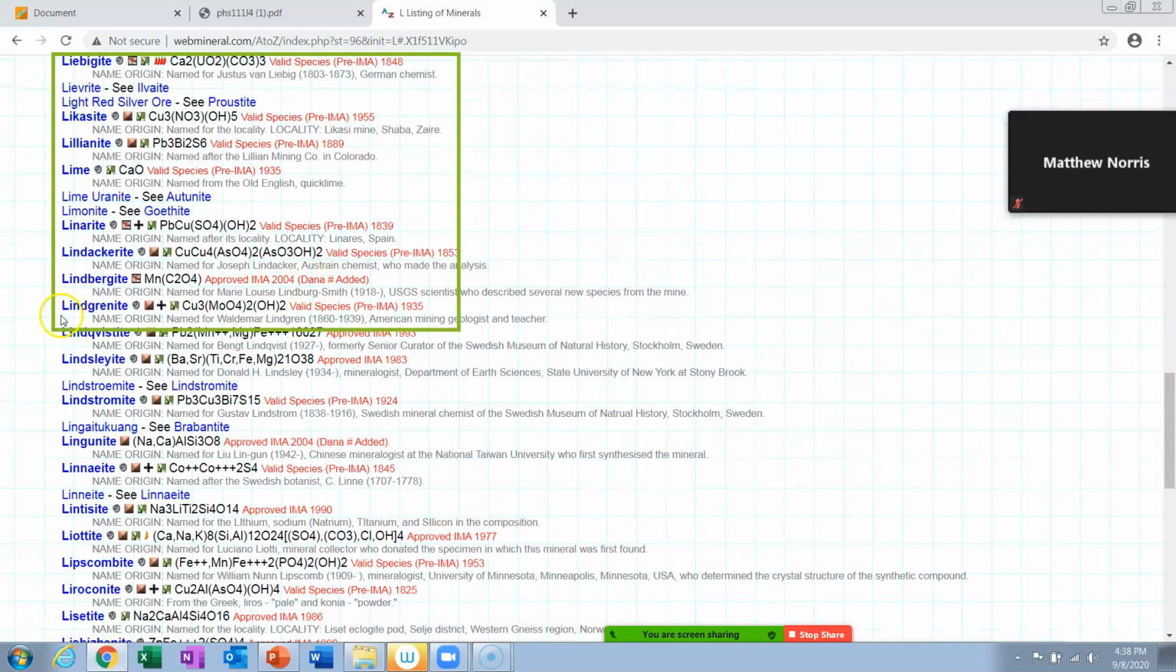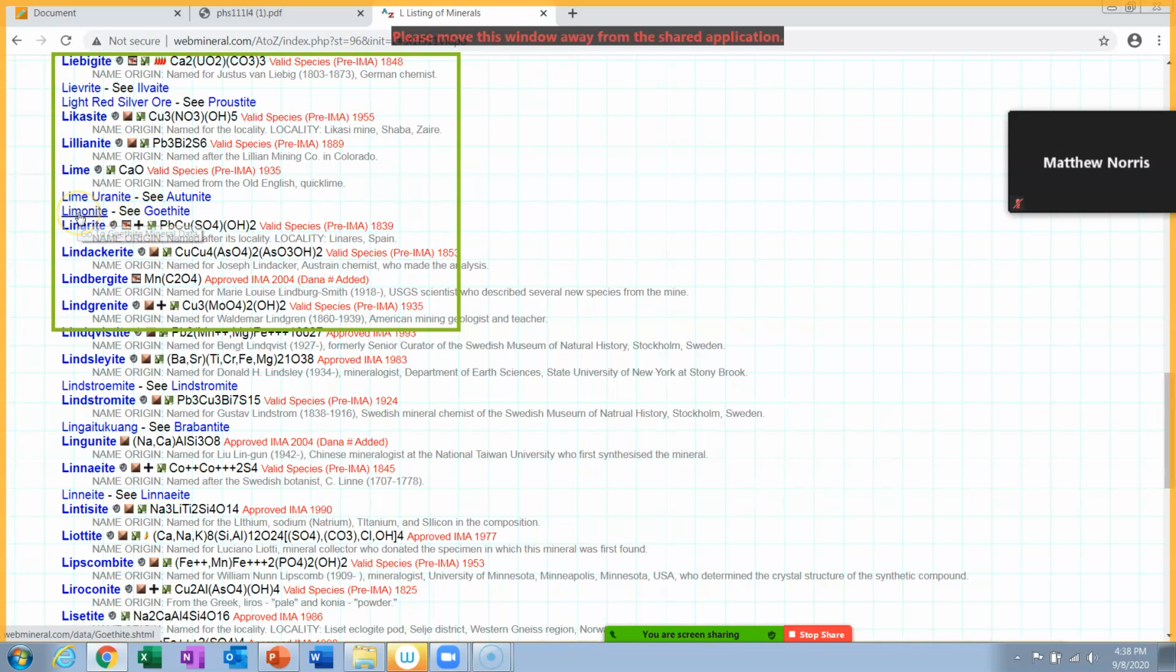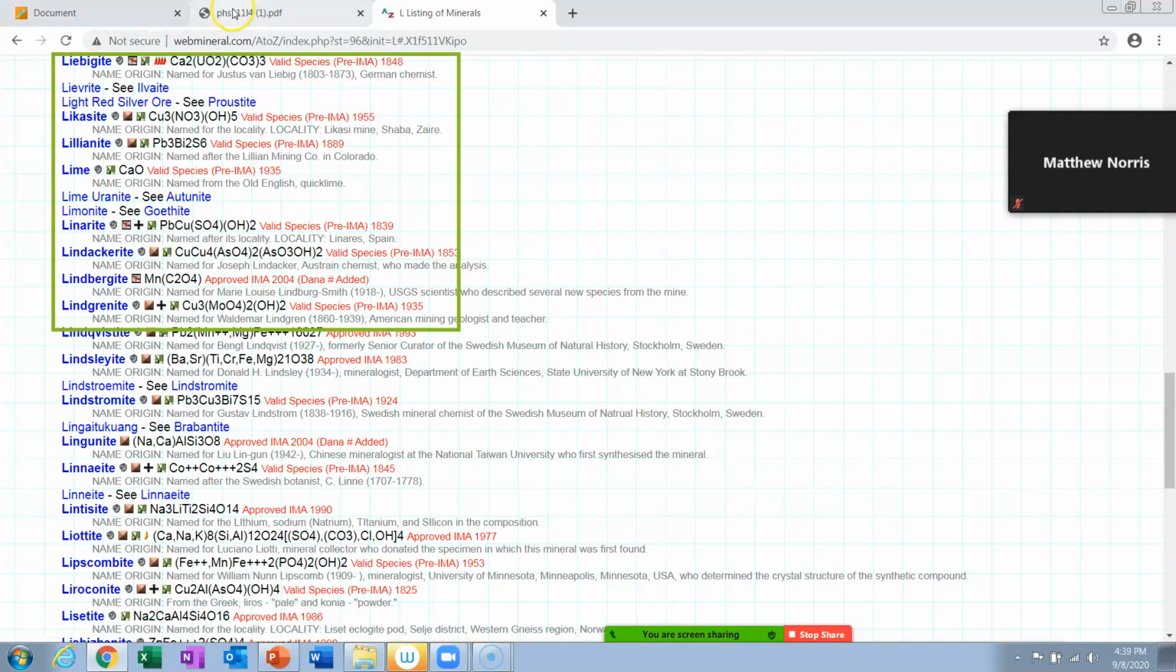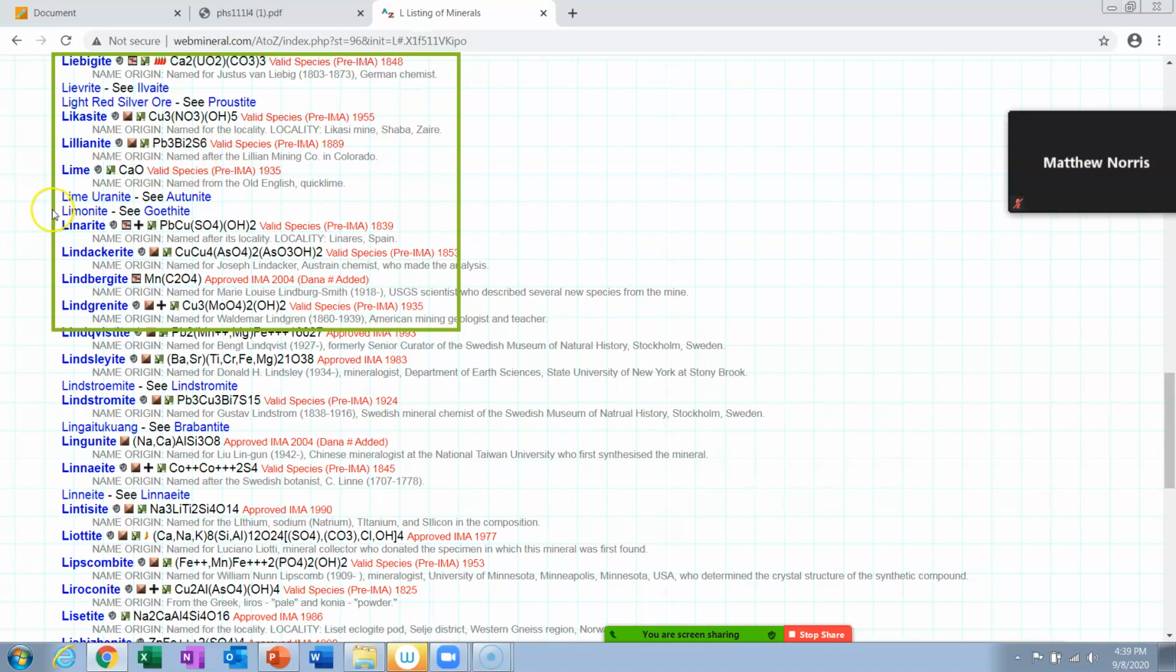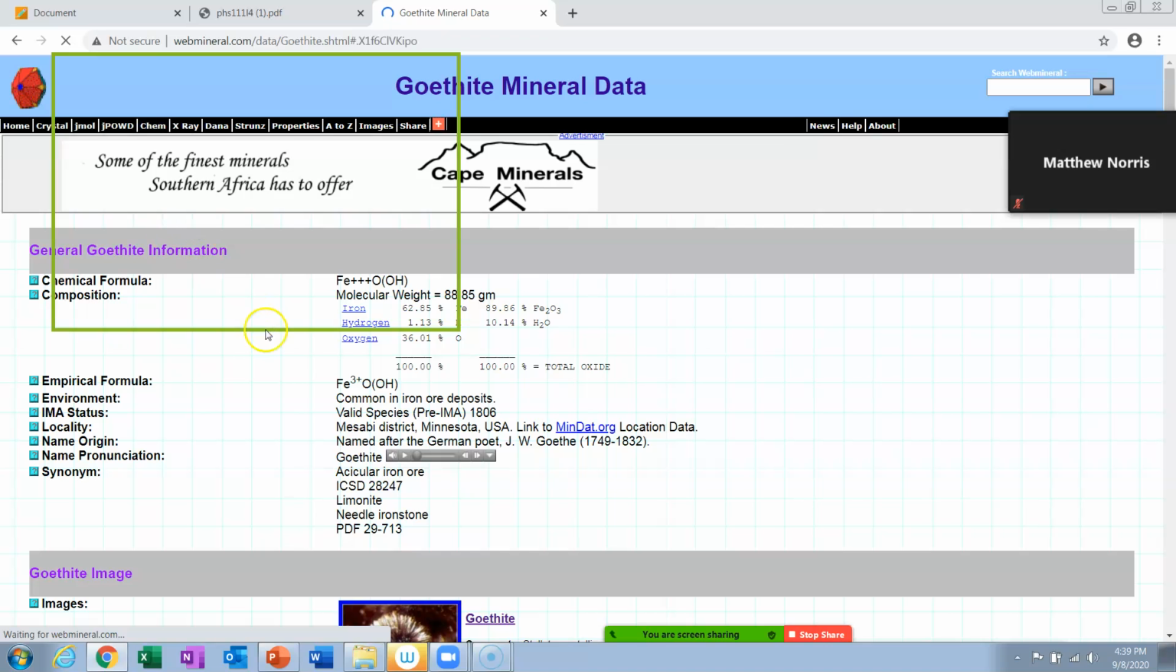There it is. And look at what it says. See goethite. So in other words, limonite's not going to give you anything. So if you own your thing here where you see limonite, right on top, goethite. It's G-O-E-T-H-I-T-E. Okay? Just like you see right here, limonite, it says see goethite. So I think you can just click on this, goethite, and it takes you straight to goethite.